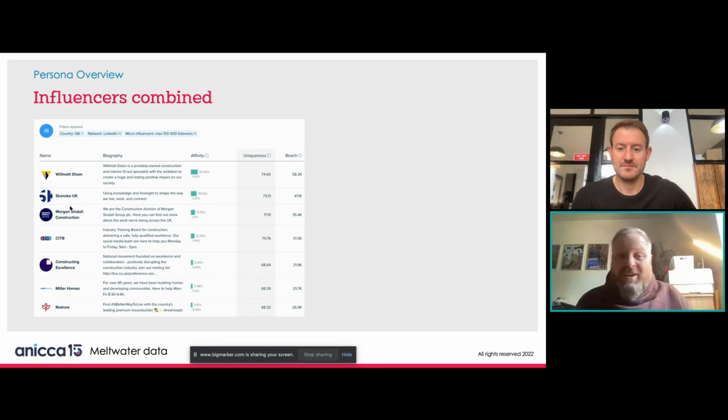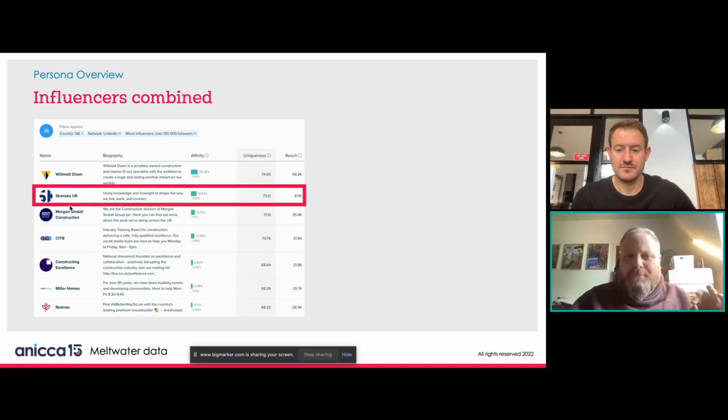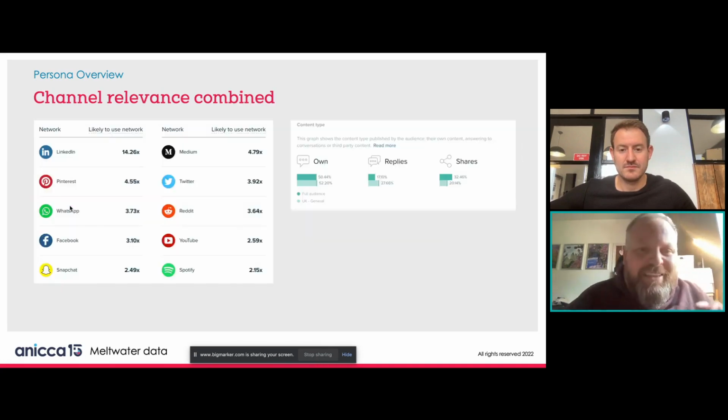Now, this can be the other way around. Wilmot Dixon need to look at Skanska, who are hot on their heels, and up their game in terms of that. And so we start bullying them and really start looking at how we as an agency now can single them out. So it's as if Skanska came to us now and said, right, do us one of these reports, one of the free reports that all of you guys will get after this, which is really, really great. So we then look at the channel relevance as well, and we start understanding how these different channels can be really key for this industry.